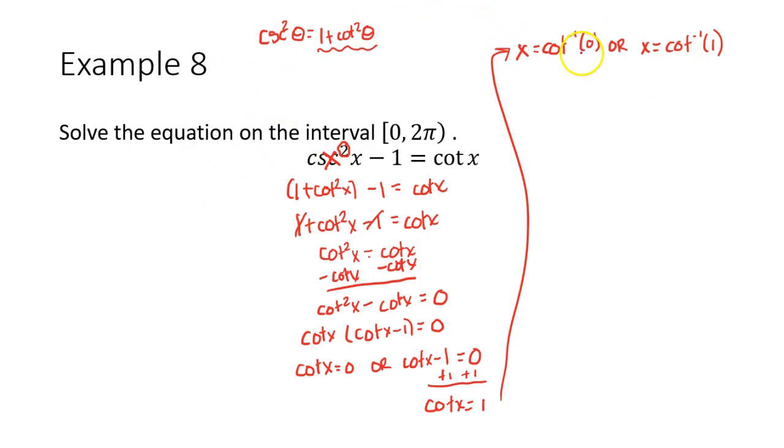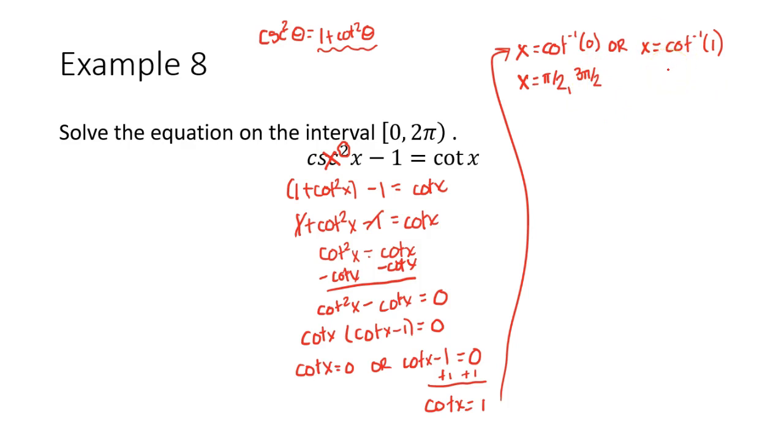The cotangent is 0 whenever the cosine is 0. So we're looking for angles on the unit circle where the cosine is 0, and then the sine, or the y-coordinate, is anything else except for 0. That happens at pi over 2 and 3 pi over 2.